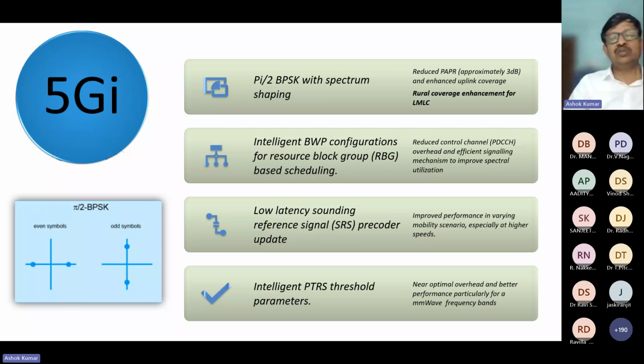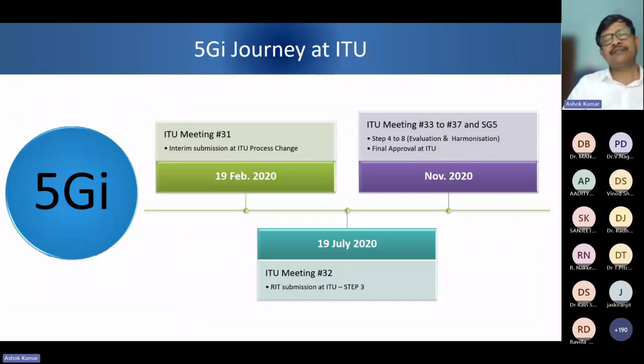Although this is not a new modulation technique, nobody was agreeing to make it mandatory in the uplink direction in 3GPP, and that's why we went to ITU and it got approved. And later on, of course, 3GPP agreed and it is part of release 17.